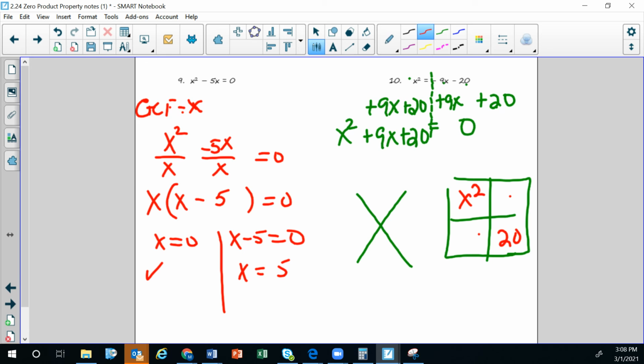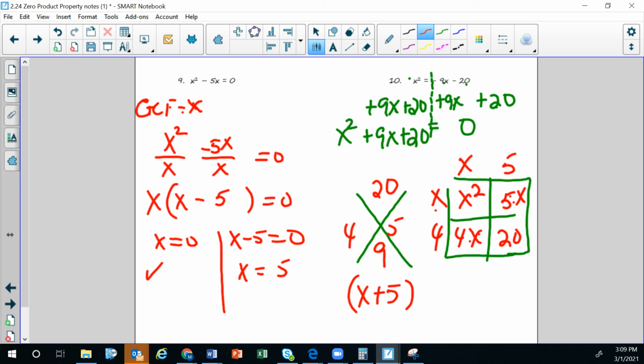So I'm going to jump over to the X. And by now, you know the top number is going to be 20. The bottom number is going to be 9. What two numbers, when I add them, give me 9, but when I multiply them, give me 20? Those two numbers are 4 and 5. Therefore, I'm going to have a 4x here and a 5x there. And you know, it's going to be an x here and an x there. What times x gives me 5x? That's a 5. What times x gives me 4x? That's a 4. And so my factors are x plus 5 and x plus 4.